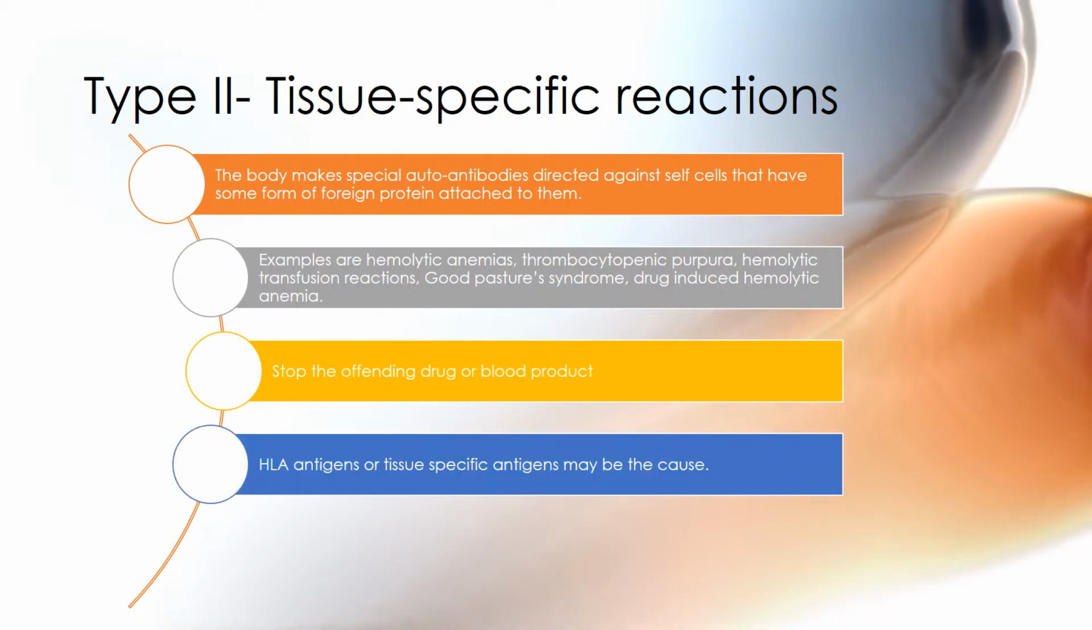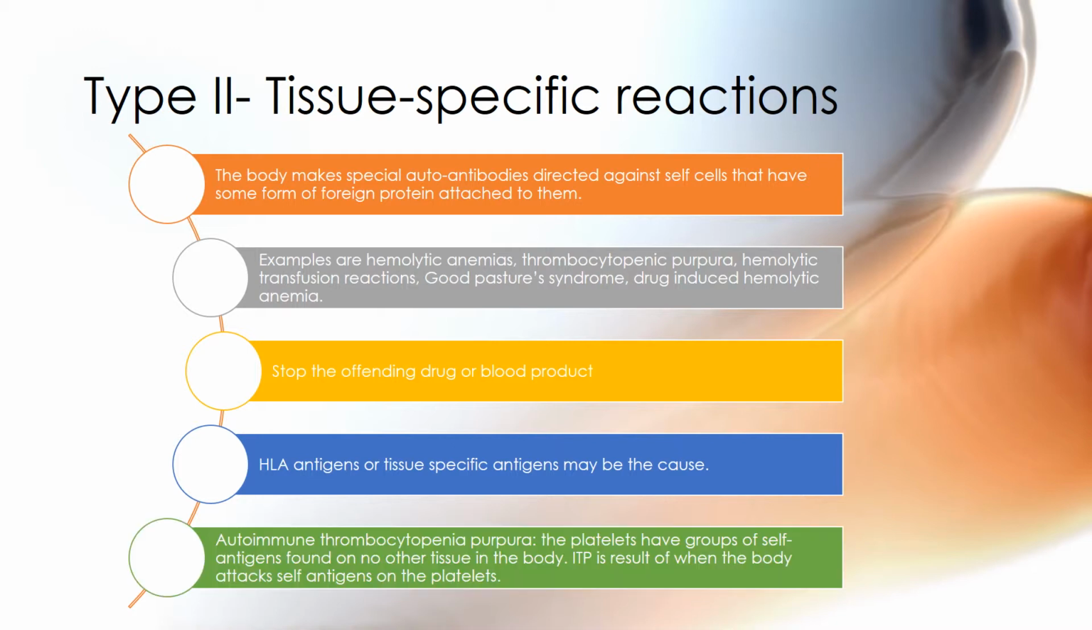HLA antigens, or tissue-specific antigens, may be the cause. In autoimmune thrombocytopenic purpura, the platelets have groups of self-antigens found on no other tissue in the body. ITP is a result of the body attacking self-antigens on the platelets.